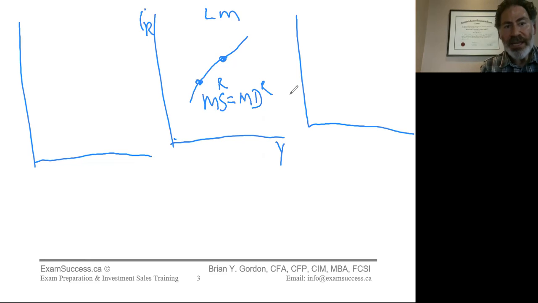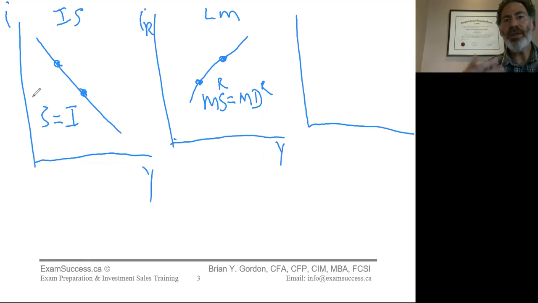In the goods market, remember, this is the IS. We had interest rates and income and a downward sloping graph. This was showing us equilibrium in the goods market, where savings was equal to investment, where the expenditures were equal to the income. And when we bring these together, we have a simultaneous equilibrium in the goods market and in the money market.